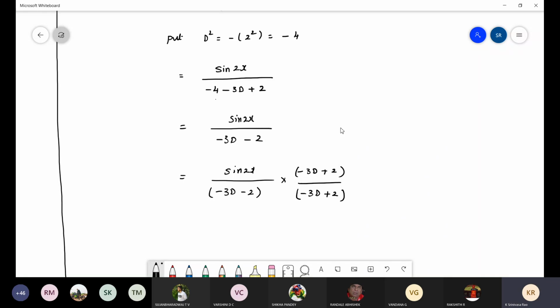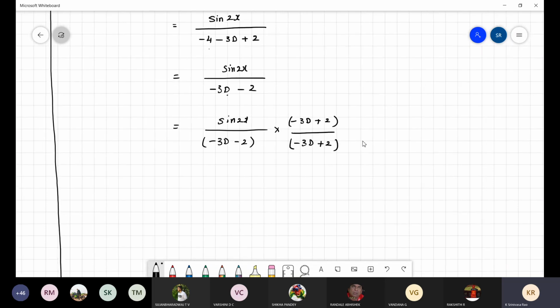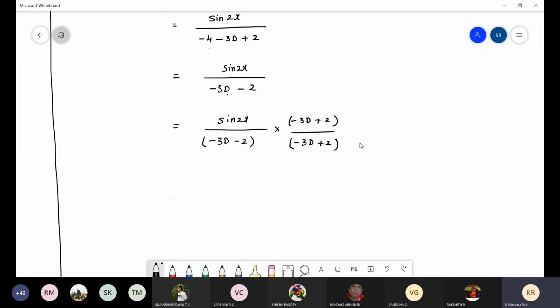This is what we call rationalization. Why am I doing this? In the denominator only D is there, so substitution only applies to D square. So I have to go with the rationalization method. Coming to the numerator, I can interchange the terms: minus 3D plus 2 multiplied by sin 2x. Try to avoid the steps and do it directly.